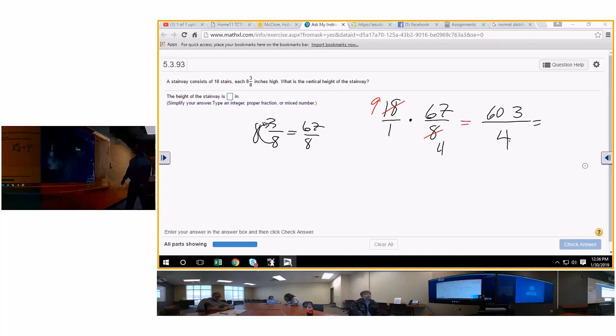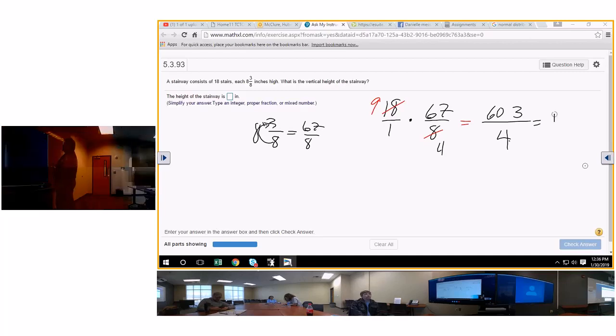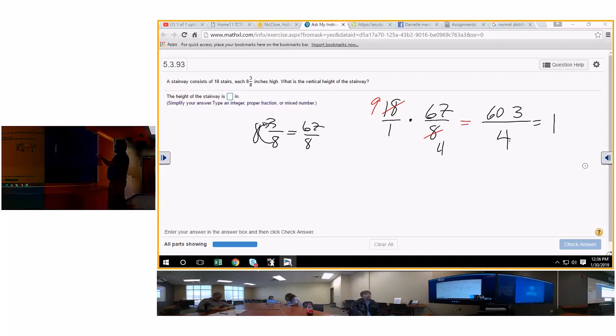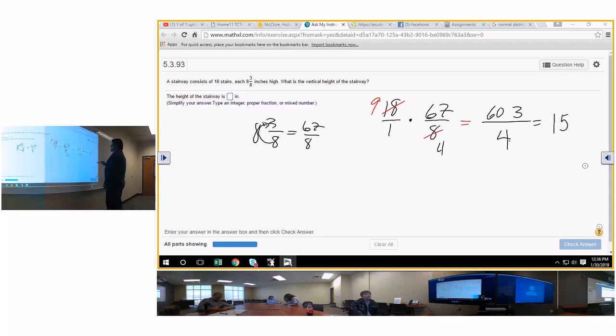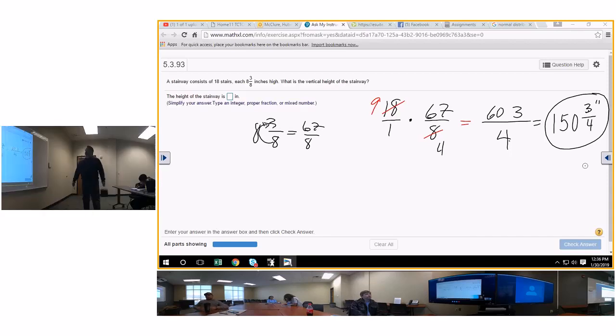4 will go into 6 1 time. That'll leave 2. 4 will go into 20 5 times. And then 4 will go into 3 0 times. And that'll leave 3 fourths, 3 over 4. 150 3/4 inches.